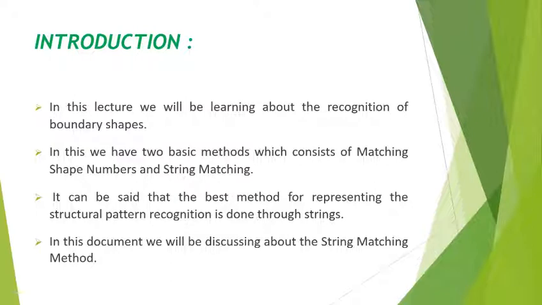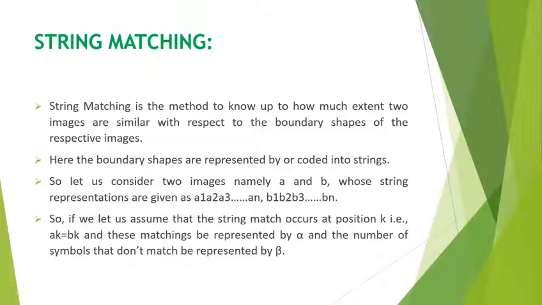Actually, the representation of structural patterns is done through strings. String matching is a method which helps us know to what extent two images are similar with the help of their boundary shapes. For an image, boundary shapes are represented using strings. So if we consider two images A and B, let us assume the string which represents image A is A1, A2, A3 and so on up to An, and the string which represents image B is B1, B2, B3 and so on up to Bn.